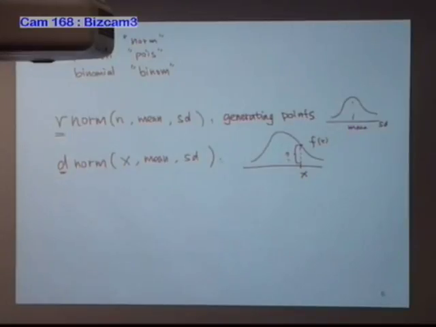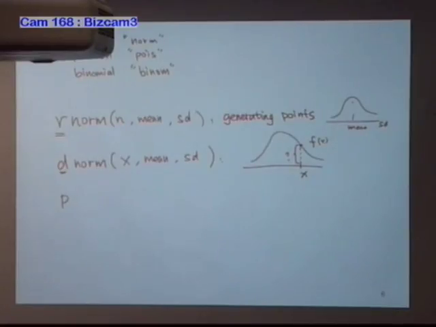This is especially useful when you want to plot the bell curve, and you say these are a bunch of x. For each of the x, tell me the corresponding height, and connect them. I'll get the bell curve. That is d norm. Are we okay? Stop me if it's too quick.